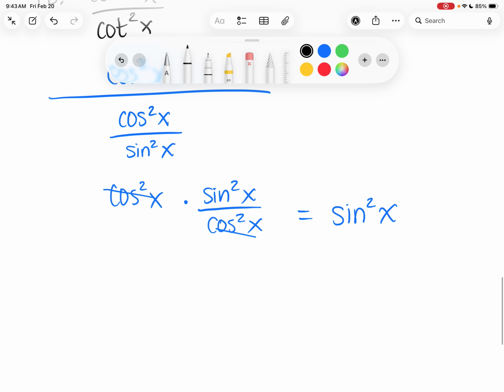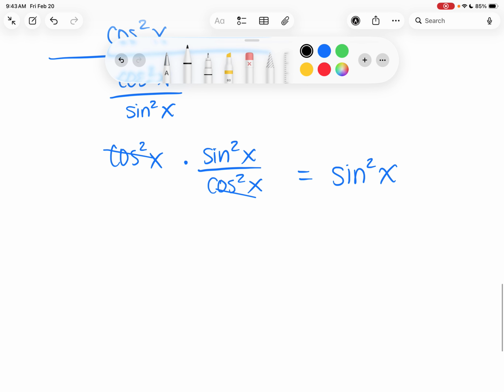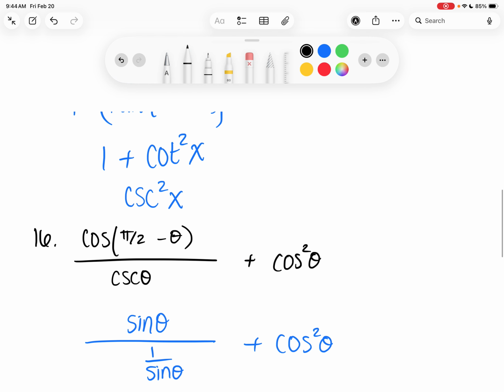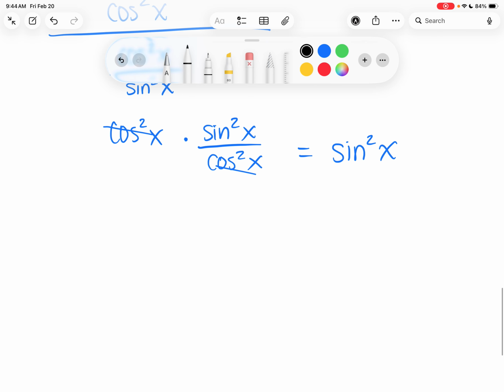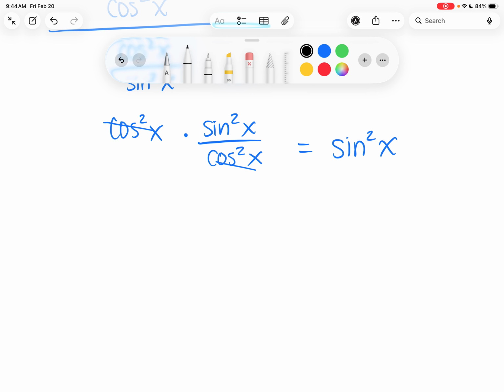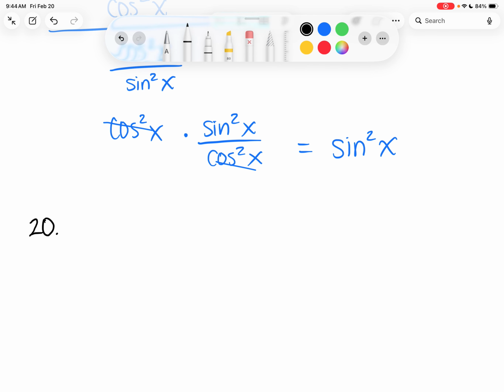Are these making sense so far? Is there ever going to be a number instead of x or theta? No, because that would just be a value. Like the cosine of 123? No, because you would just solve that. Okay, great. Yeah. Guess that makes sense. 20.